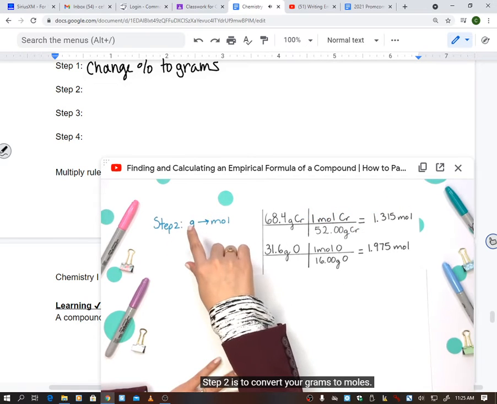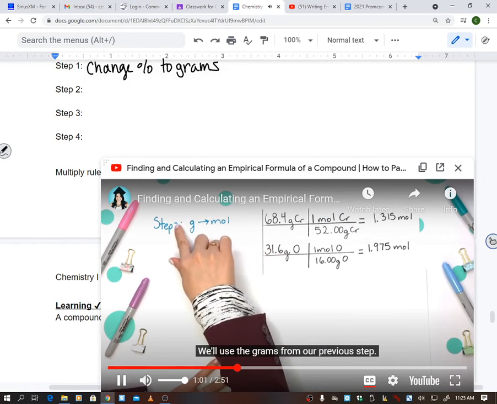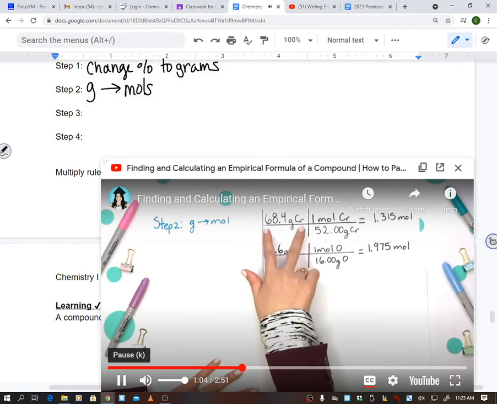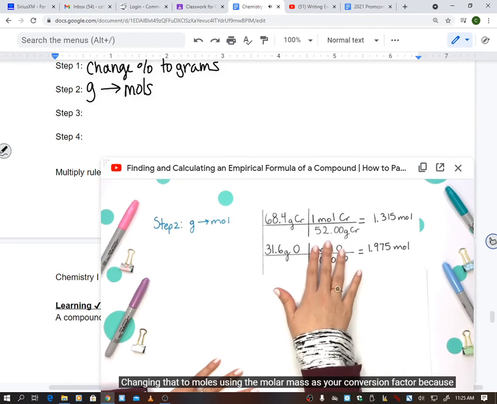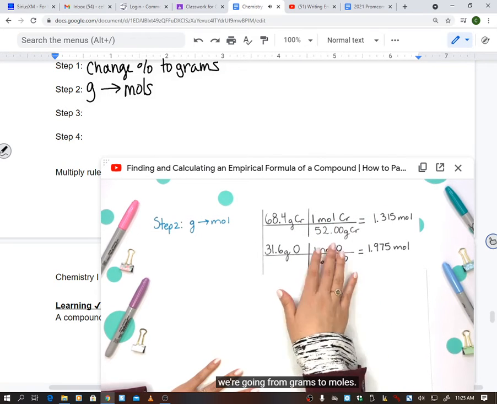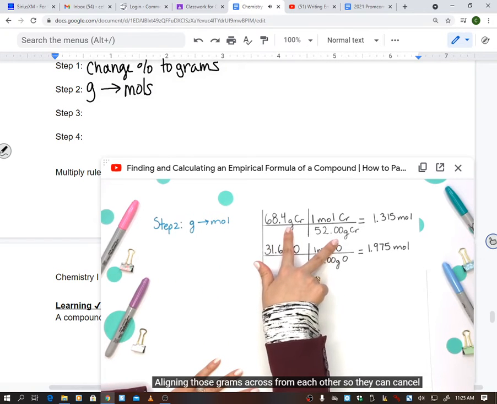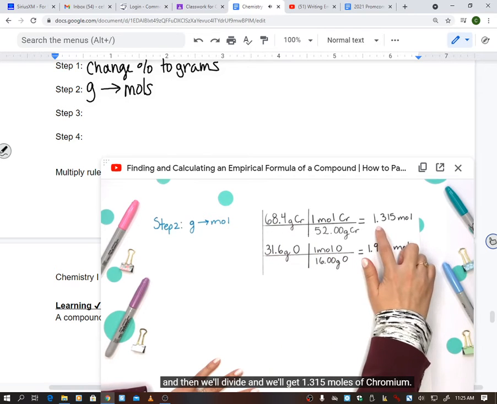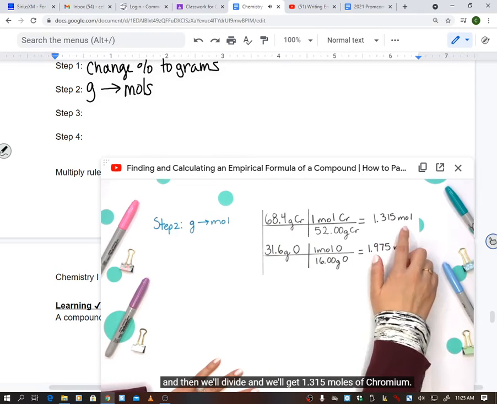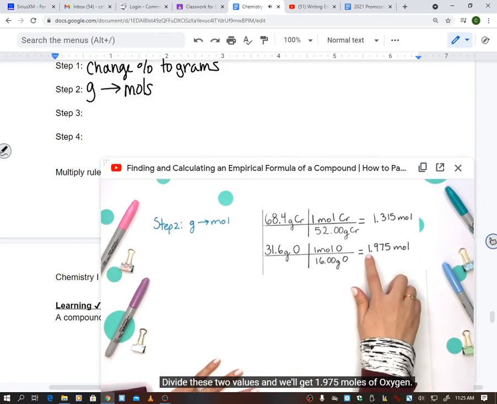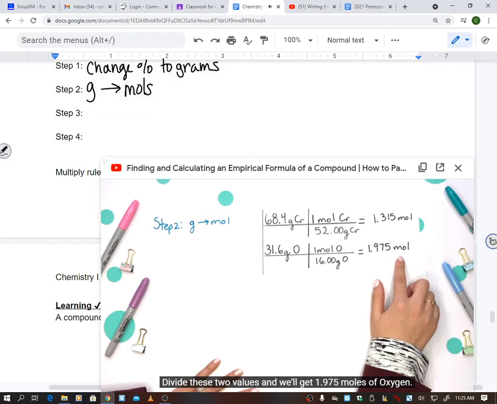Step 2 is to convert your grams to moles. We take the grams from our previous step, changing that to moles using the molar mass as your conversion factor, because we're going from grams to moles, aligning those grams across from each other so they can cancel, and then we'll divide and we'll get 1.315 moles of chromium. Do the same exact thing with oxygen's molar mass. Divide these two values and we'll get 1.975 moles of oxygen.